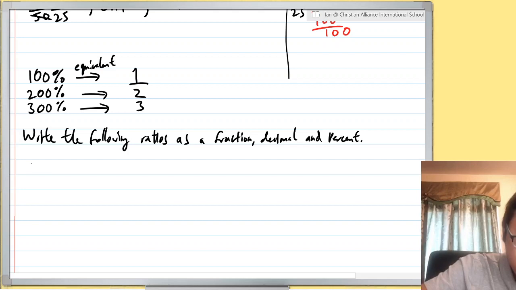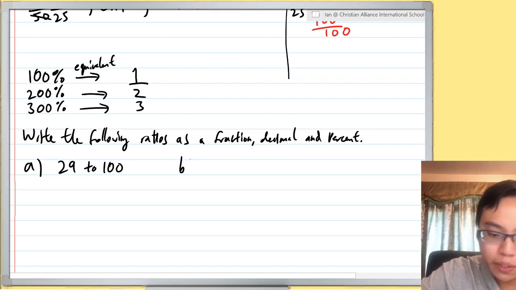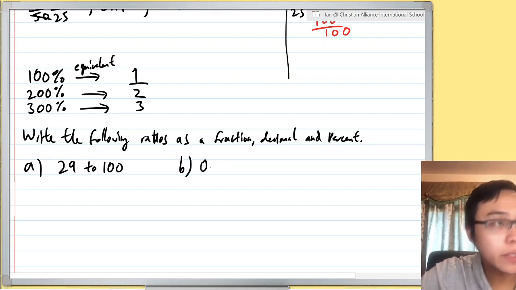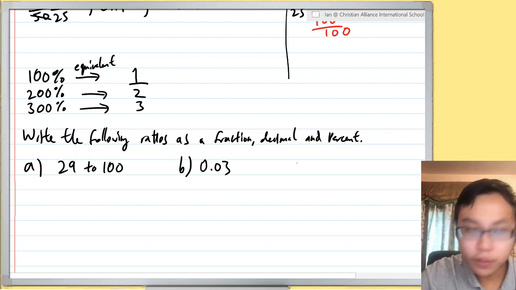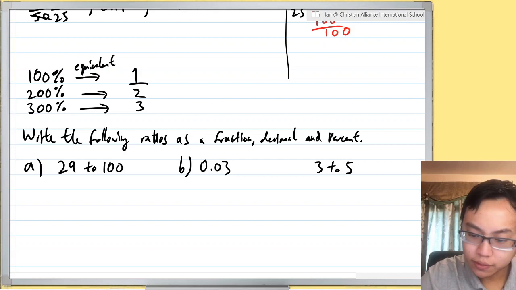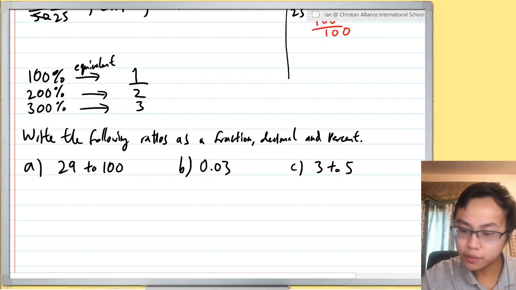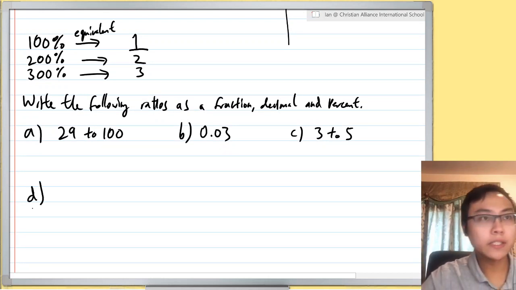Let's do question A over here. We have 29 to 100, and then B, we have 0.03, and then question C, let's say we have 3 to 5, and then D, I'm running out of space, do it over here, D. For D, let's say that we have 5 over 1.